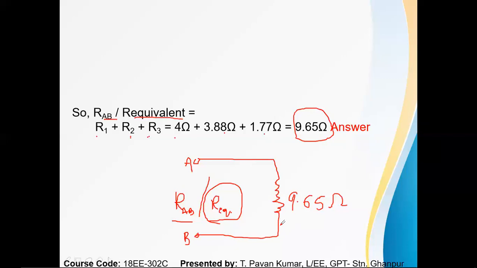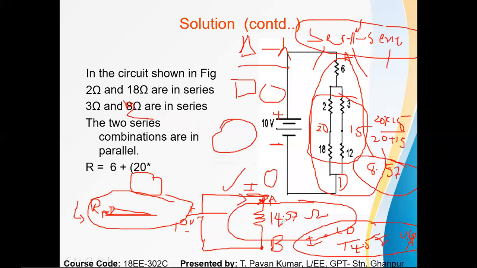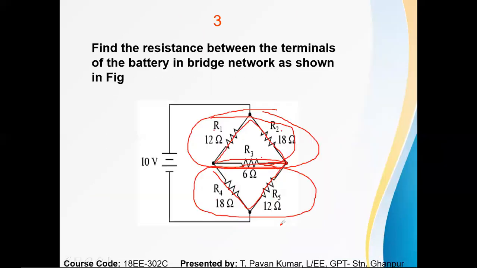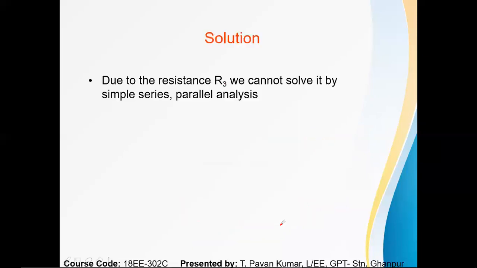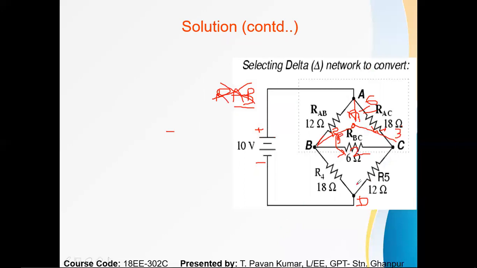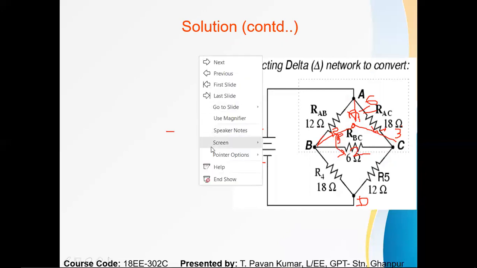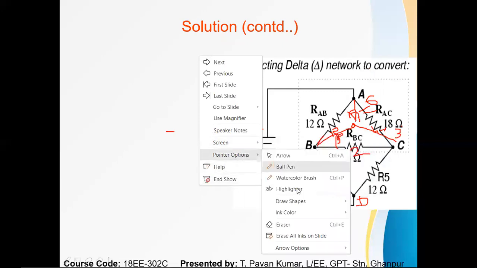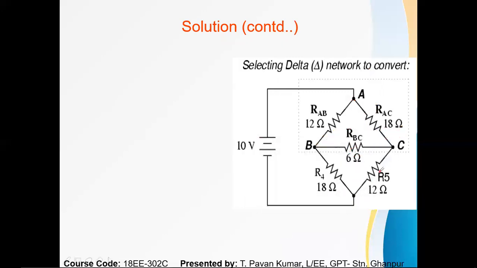So let me look at these problems again. In the first problem, we observed only the conversion of delta to star. Sorry, in the first problem we chose only one of the deltas among the two. We chose ABC instead of BCD, right? You can use BCD also. After using BCD, it will give the same value. Let me try for you guys. Let me remove my marks. Let me try BCD.